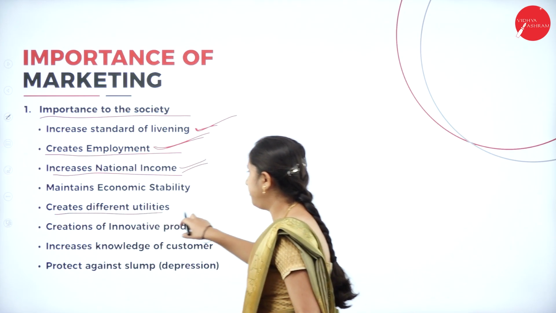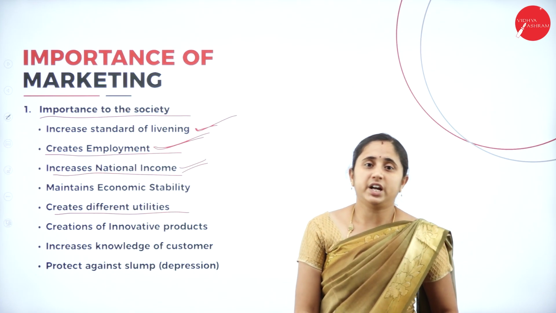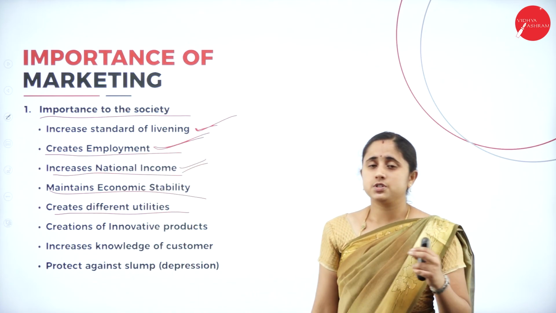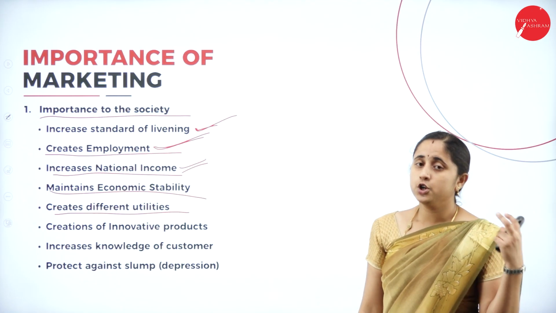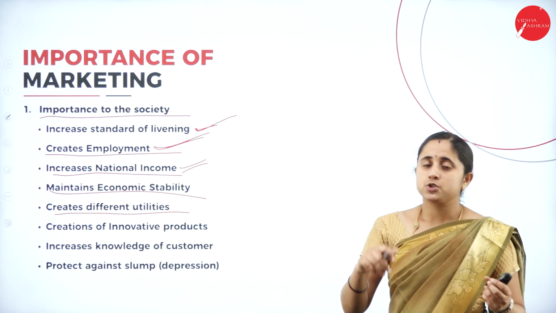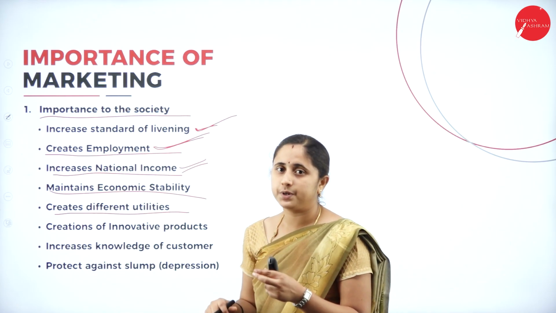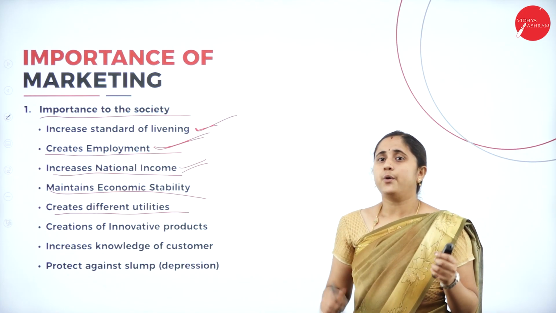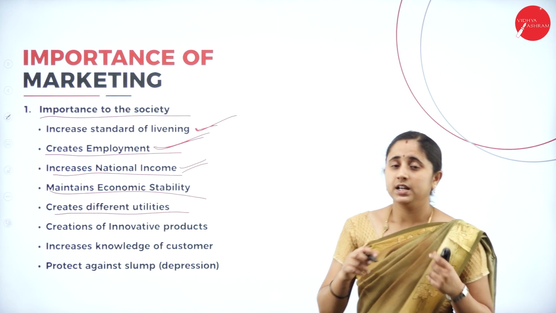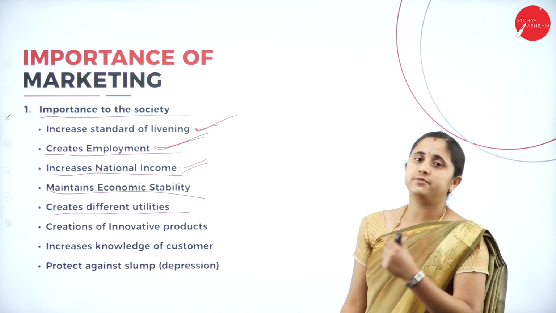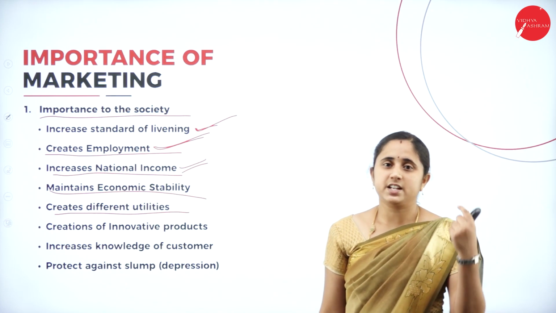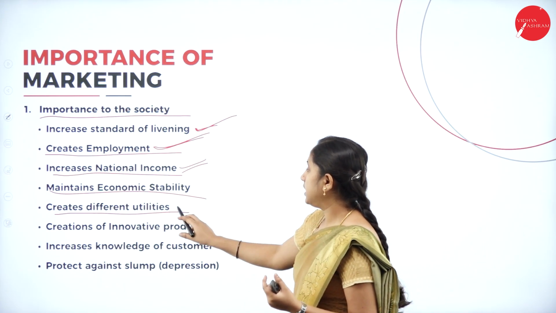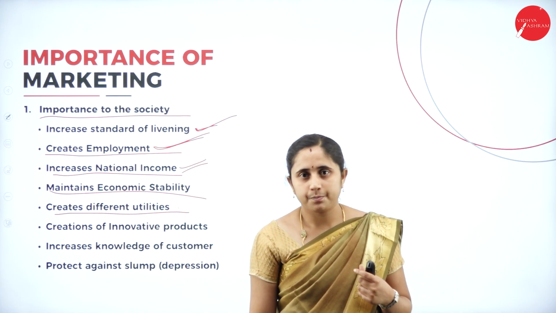It creates different utility. That means you will not produce only one type of product. You will produce the product according to the needs and wants of customers so that your product can be modified to satisfy different groups of people. For example, you have several flavors in Lays. One flavor will satisfy one group of people, and in the same way, other flavors will satisfy different groups of people. So it creates different utility for different groups of people.